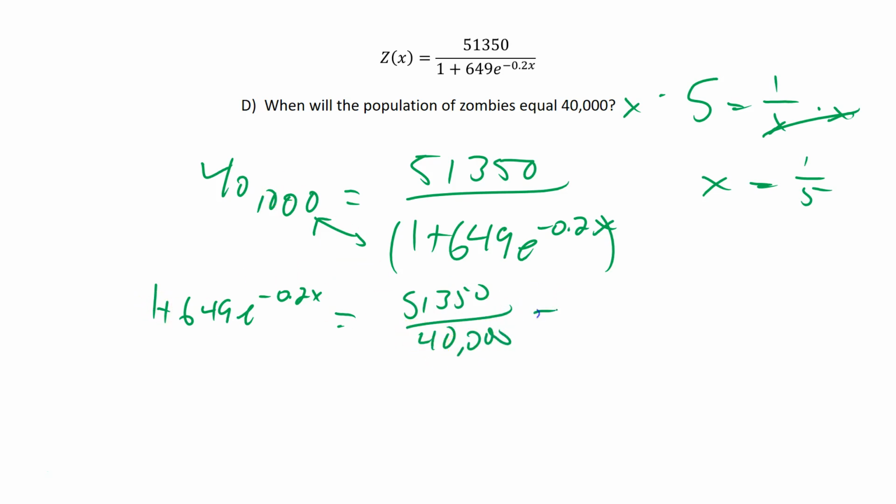Now get rid of the 1. I just subtract 1 from both sides, so that goes away. Now we divide by 649. At this point, I'm probably going to start getting into the calculator, but I divide by 649. So I have that is equal to e to the negative 0.2x. So let's figure out what that number is.